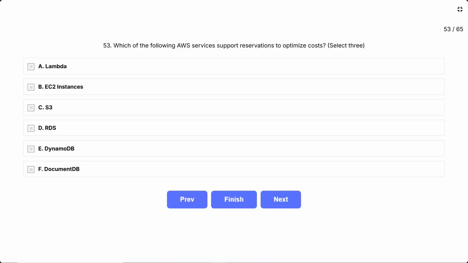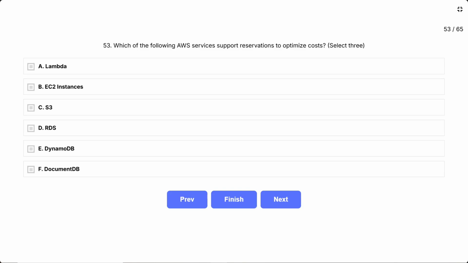Question 53. Which of the following AWS services support reservations to optimize costs? Select 3. This question is testing your knowledge about which AWS services offer reserved instances or reserved capacity pricing models that let you commit to usage in exchange for significant discounts. Not all AWS services have reservation options.